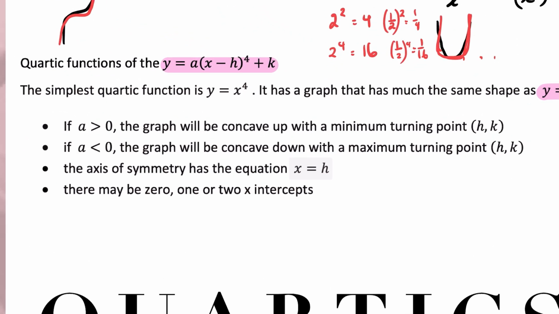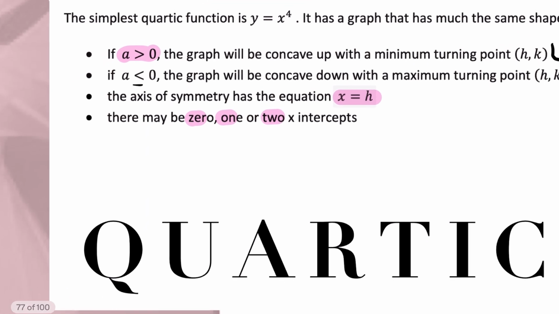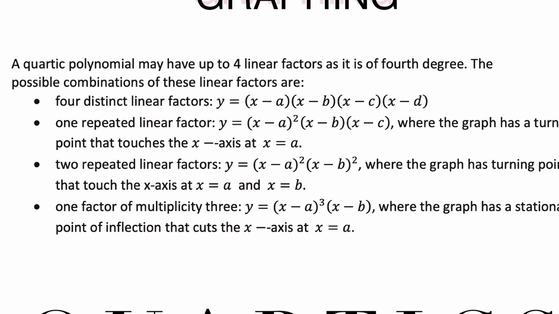As we know, if the graph is positive, it's going to be facing upwards. So it's going to look like that. However, if it's negative, it'll be looking like that. The axis of symmetry equation is x equals h, very similar to quadratics. And there could be either 0, 1, or 2 x-intercepts based on the actual form that we're given. So let's talk about all of the different forms that we have for quartics.